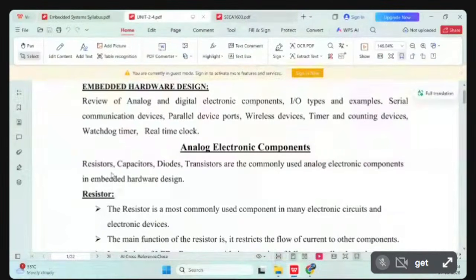So we will have different types of analog components. The first ones are resistor, capacitor, transistors, diodes. So these are the analog components. These components will be used to design embedded systems.